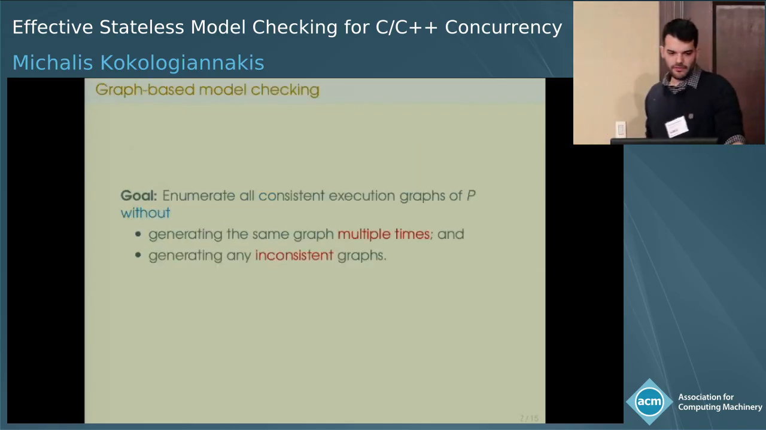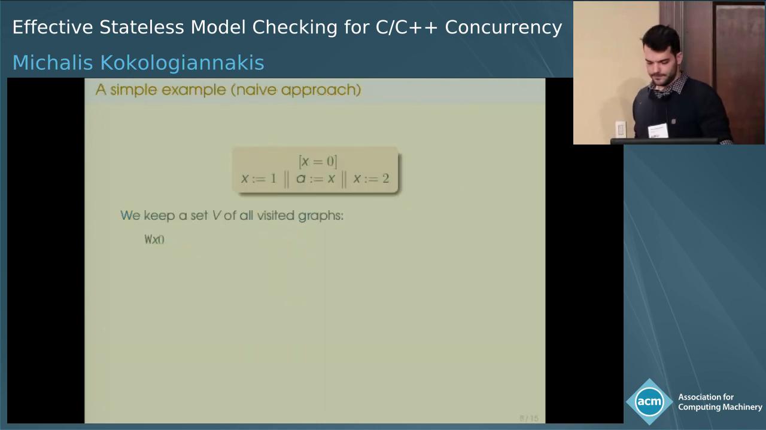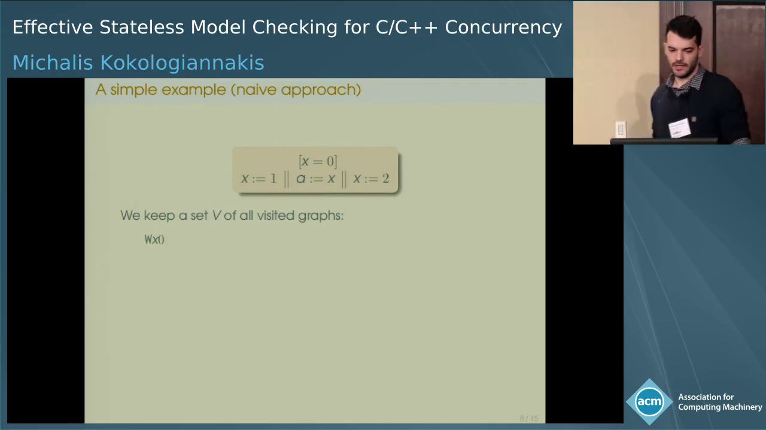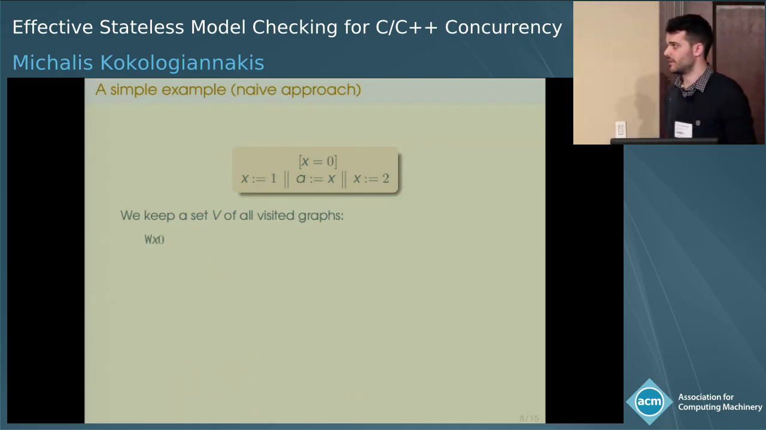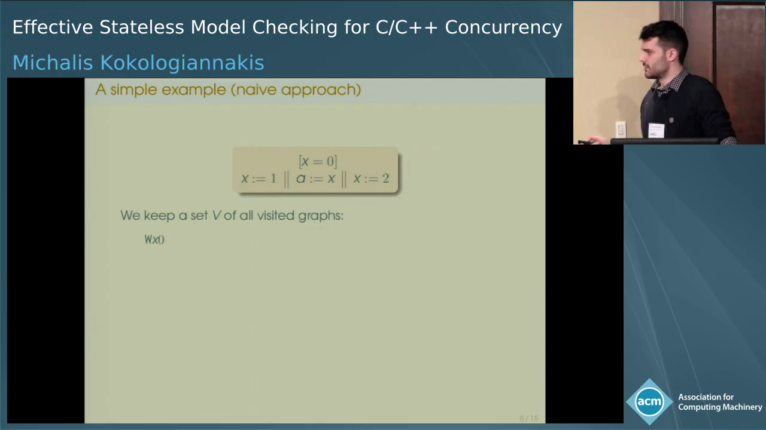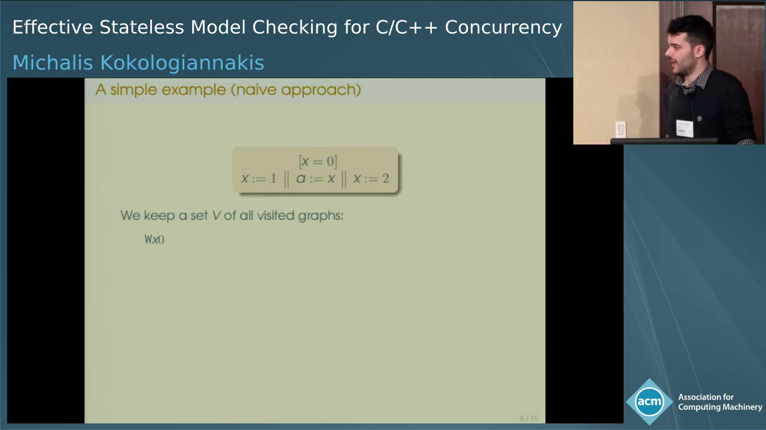So we perform some sort of graph-based model checking, where our goal is, given a concurrent program P, to enumerate all consistent executions of this program P, without generating the same graph twice and without generating any inconsistent graphs. So I'll start by presenting a simple example of our approach. This is not the way we actually do it. It's a naive approach, but it helps understand the technique. So suppose that we have this simple program. X is initially 0.